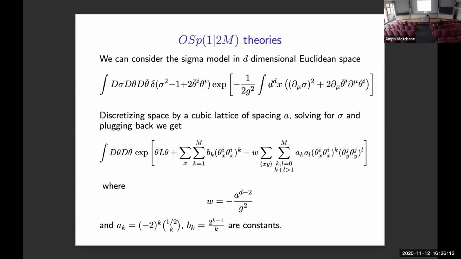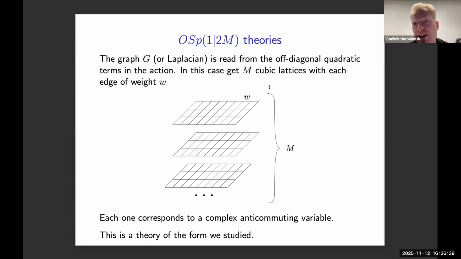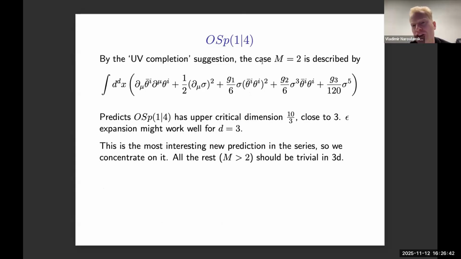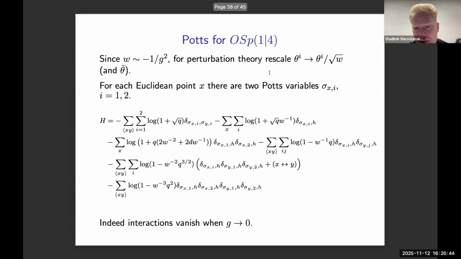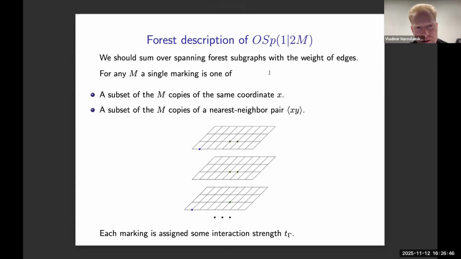Okay, I see. So if you're interested in integer dimensions, you don't have too many options. For the OSP12, you have 3, 4, and 5 dimensions. For the OSP14, you have only 3 dimensions. And for the higher ones, you don't have integer dimensions, only non-integer ones. This is, I think, an important point. That's why I concentrate on this theory, but you can discuss other ones also.